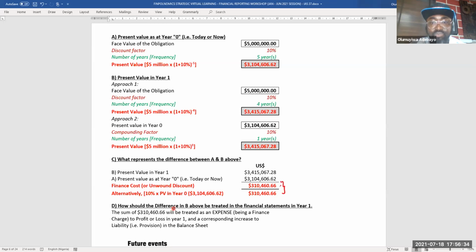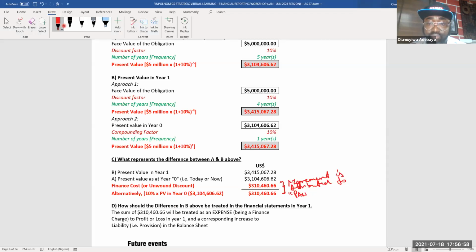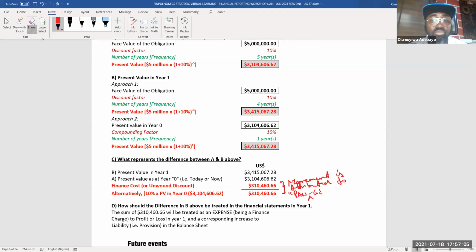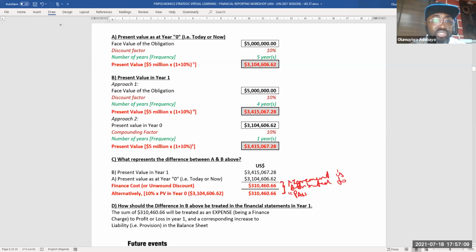This movement is attributed to what? Passage of time. The movement is attributed to passage of time. And therefore, that is why we said it should be recognized as a finance charge and treated as what? An expense in your profit or loss in year one.